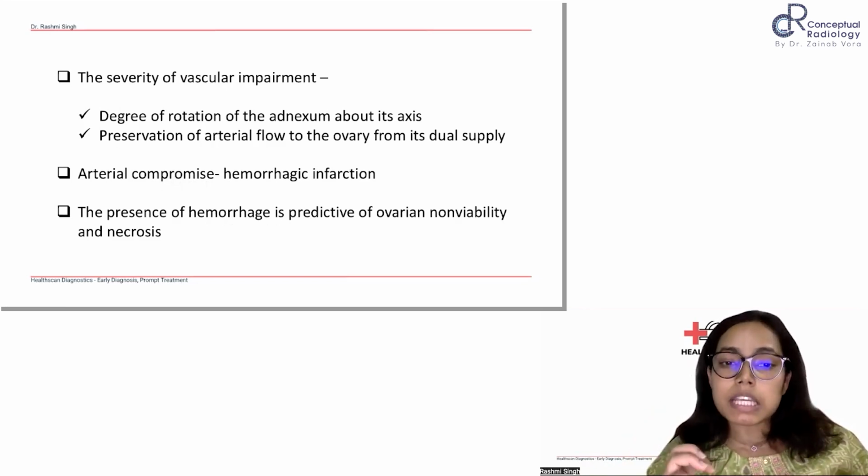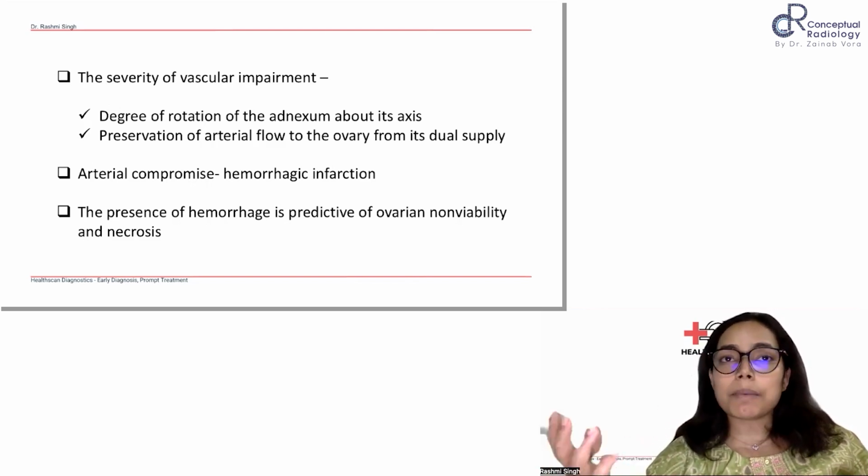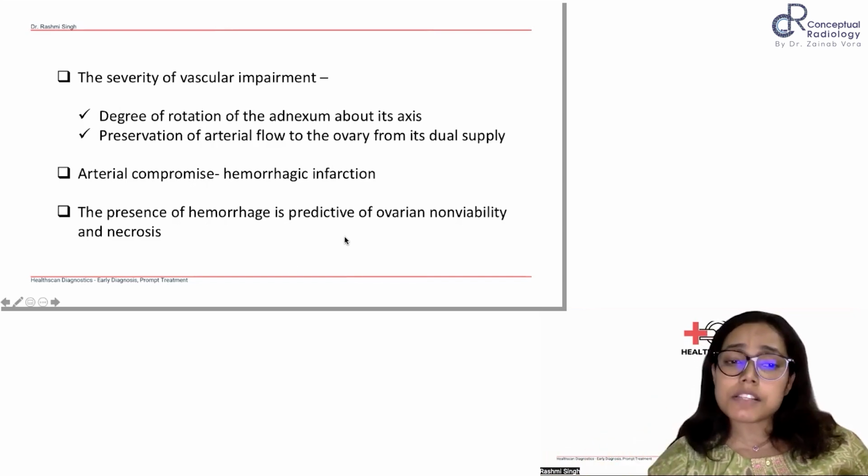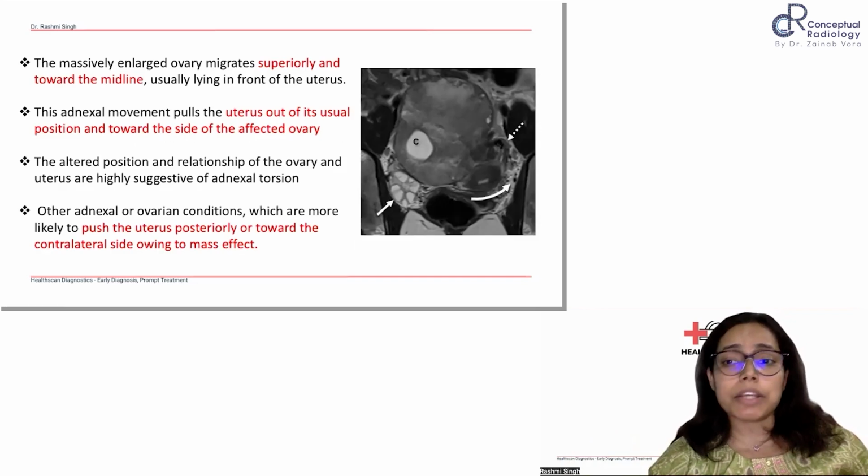Whenever you see hemorrhage in your imaging, on CT it will appear hyperdense. On MRI, it will appear T1 hyperintense and T2 hypointense. So if there is hemorrhage, it is suggestive of necrosis and non-viability, and so they might prefer to do an oophorectomy.